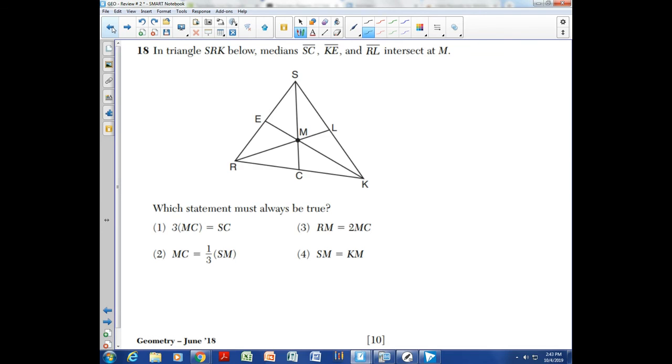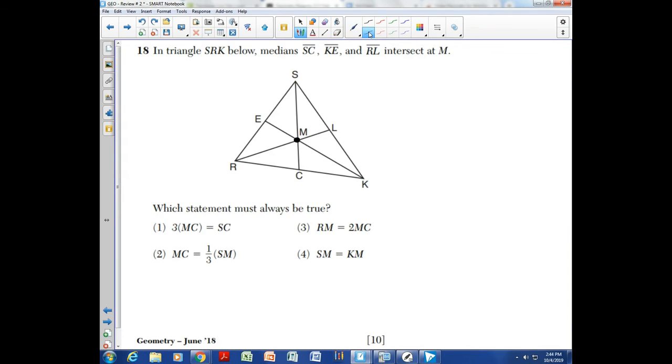Medians SC, KE, and RL intersect at M. So you need to look through this problem and know, oh, wait, those are medians. Oh, yeah, Mr. Frank taught me medians, when they all intersect in a triangle, that's the centroid. And if M right here is a centroid, there is a relationship between the 2 parts of each median, which is divided by the centroid. So each of the 3 medians has this particular ratio.